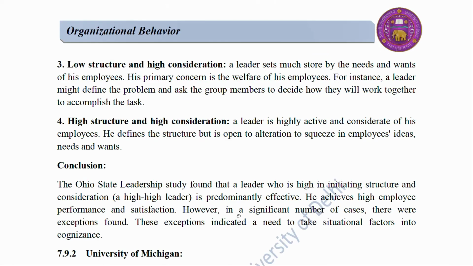Third, low structure and high consideration. A leader sets much store by the needs and wants of his employees. His primary concern is the welfare of his employees. For instance, a leader might define the problem and ask the group members to decide how they will work together to accomplish the task. Last, high structure and high consideration. A leader is highly active and considerate of his employees. He defines the structure but is open to alteration to squeeze in the employees' ideas, needs, and wants.